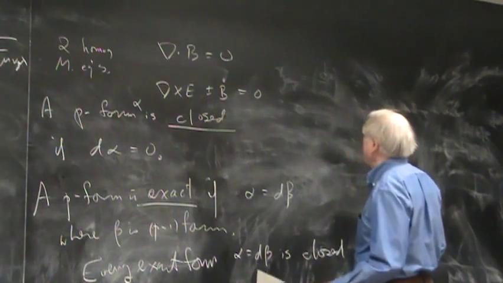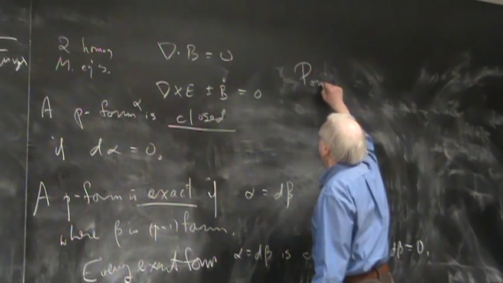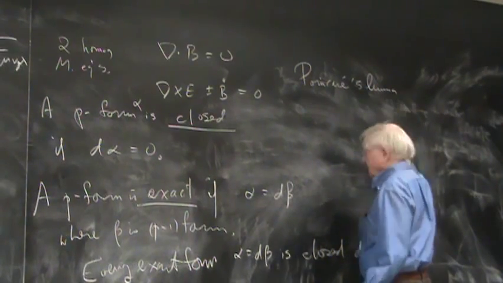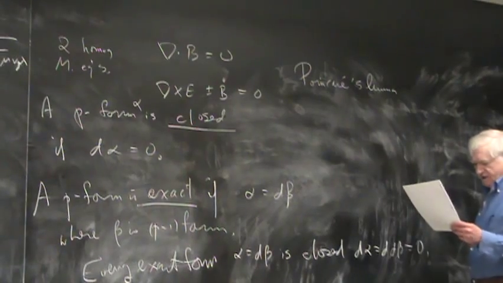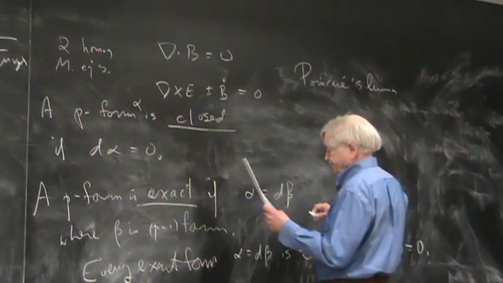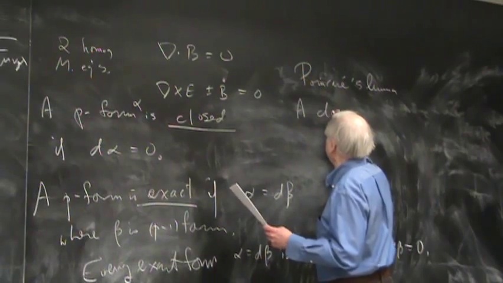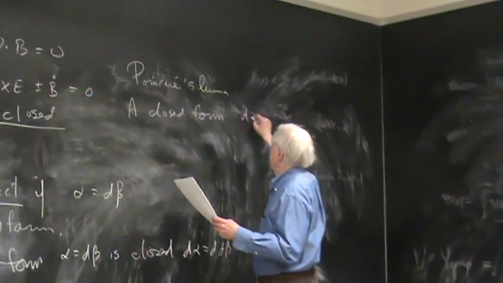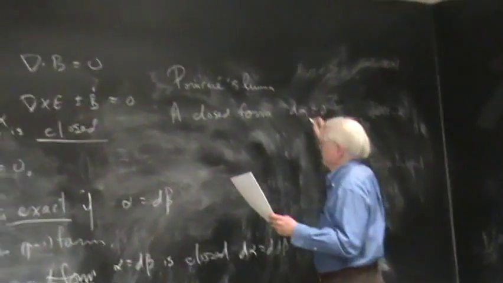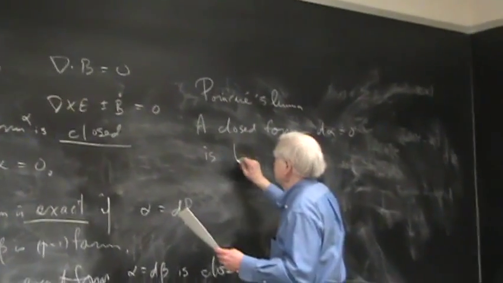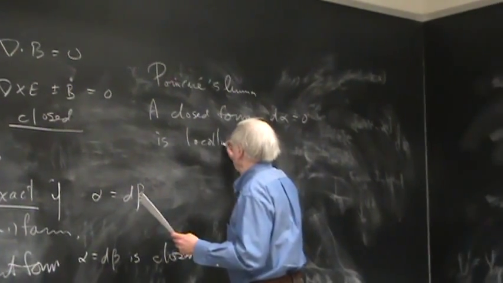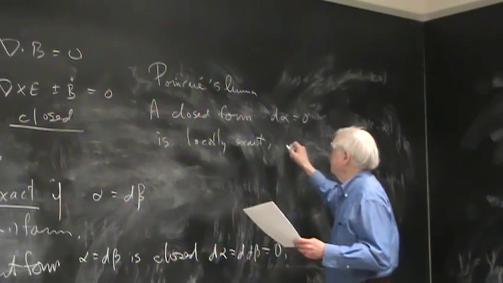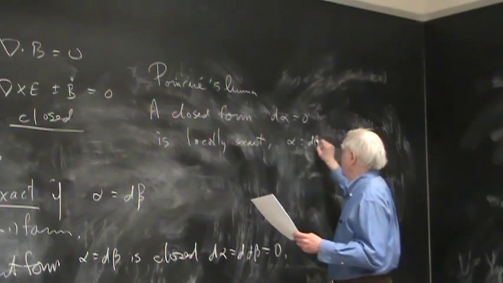Now, Poincaré's lemma is the opposite, basically. It says that a closed form, that is to say d alpha equals zero, is locally exact. That is, alpha equals d beta locally.